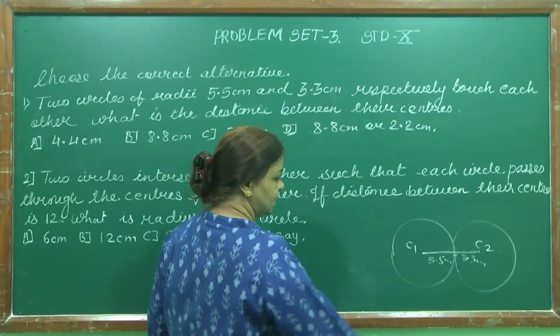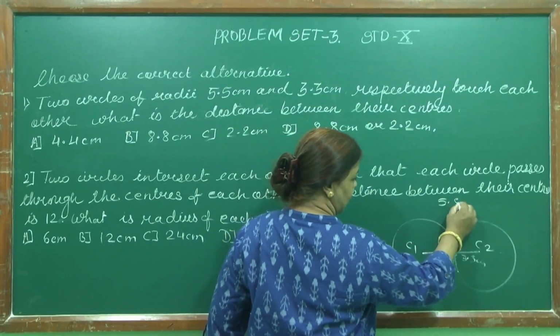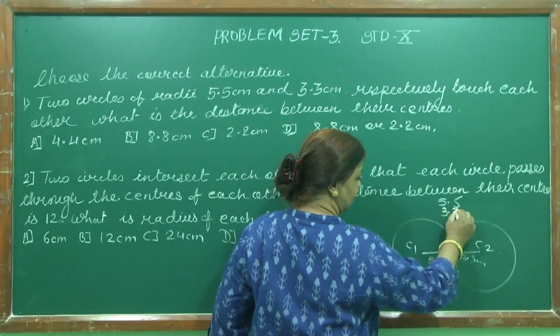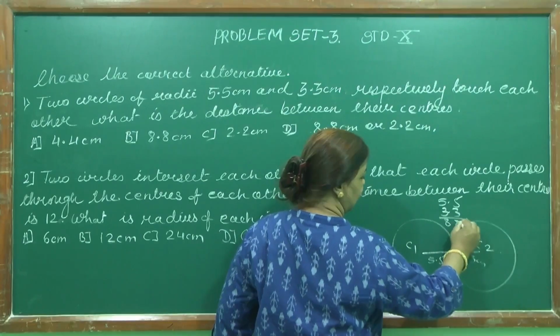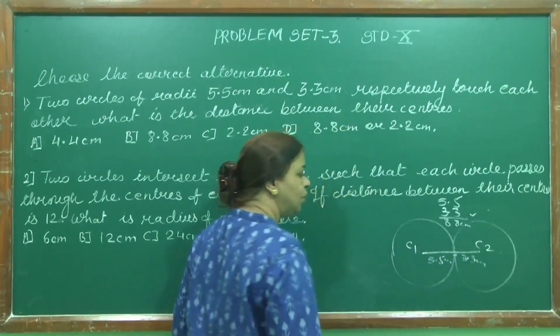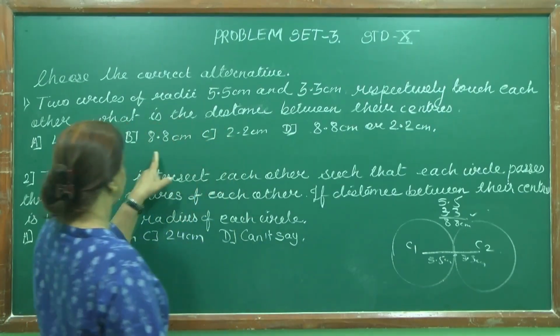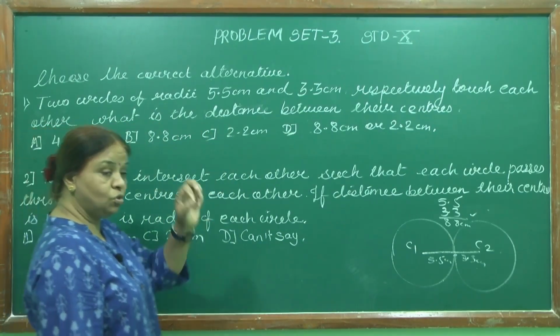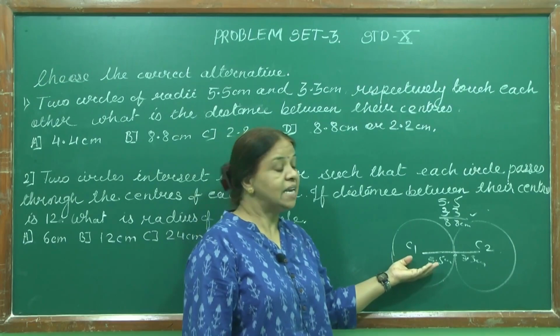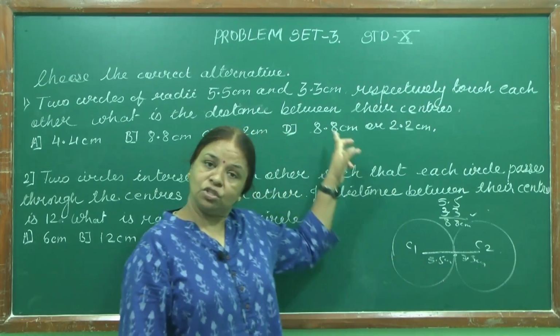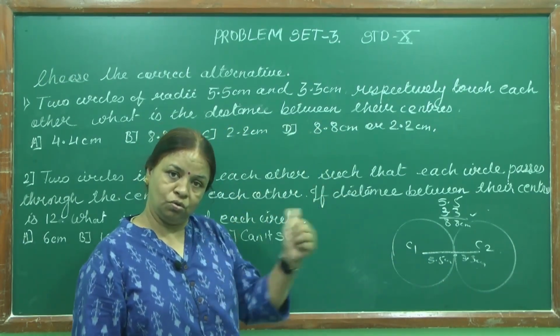So what would be the distance? 5.5 plus 3.3 would be 8.8 centimeter. So we got 8.8 centimeter when they are touching externally. But there is also a possibility that the circles can touch each other internally, which is not mentioned here. So we will go for that also.